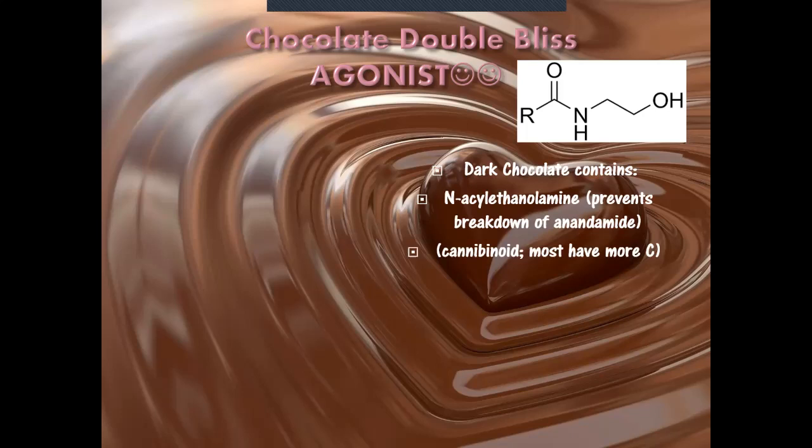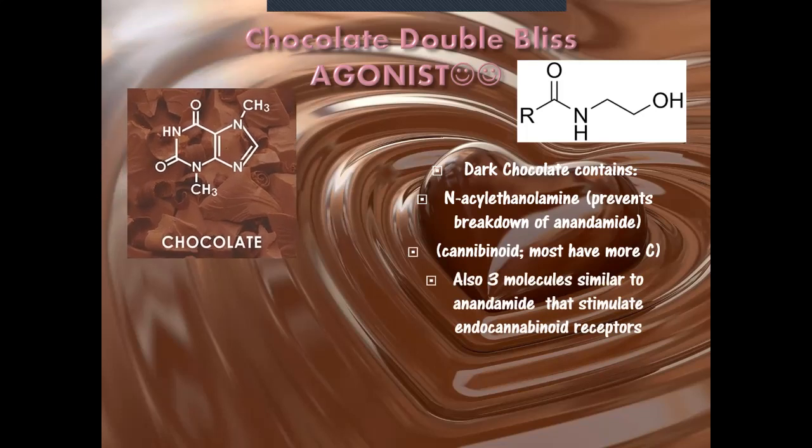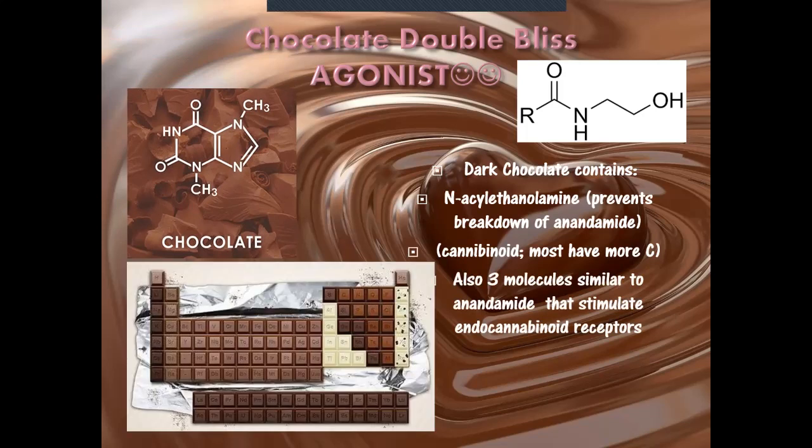Most cannabinoids have long carbon chains attached to them. There's also 3 other molecules in chocolate that have a similar shape to anandamide and actually can bind to the endocannabinoid receptors. Surprisingly, no one has picked any of the molecules in chocolate or caffeine. I've been really surprised. So if you're not liking your topic, lots of time to swap.